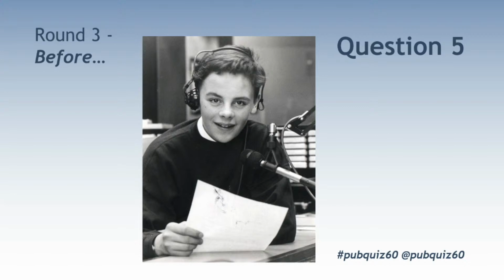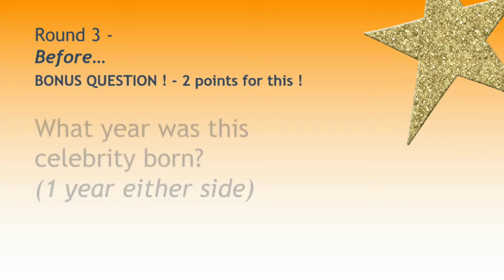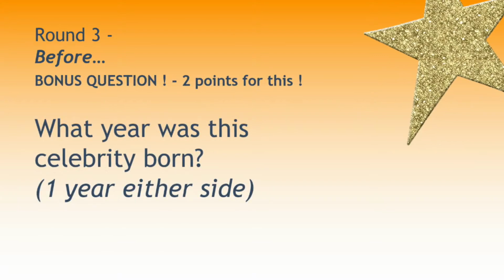And as per the first 2 rounds, again, there's a bonus question after this for 2 points when it comes to marking that's in some way related to the person in question 5. And the bonus question for this round, the before round, is: what year was this celebrity born? What year was this celebrity born? And again, we'll give 1 year either side. Two points when it comes to marking these. Remember, all the bonus questions worth 2 points.